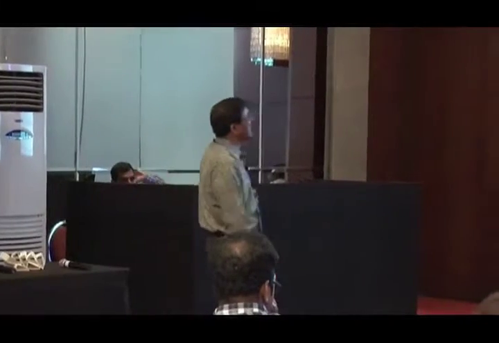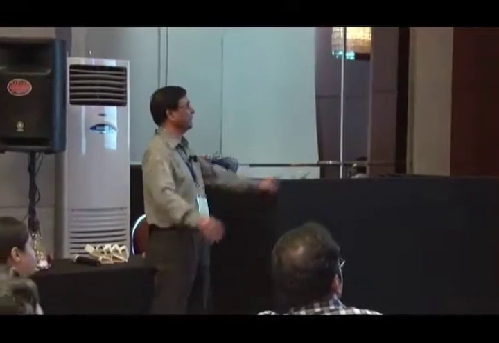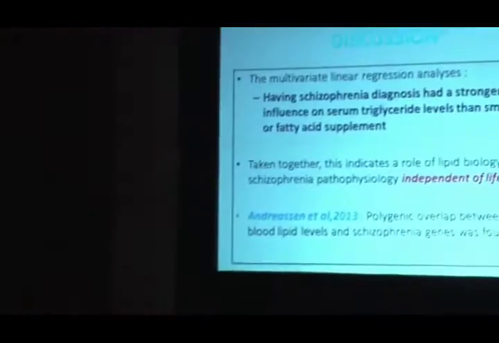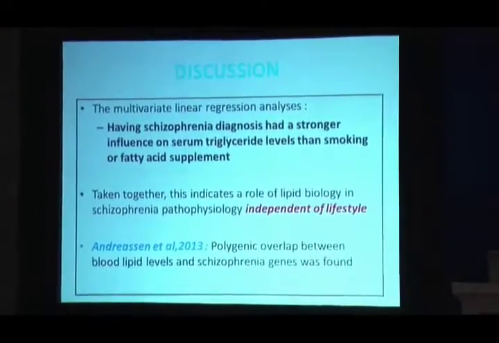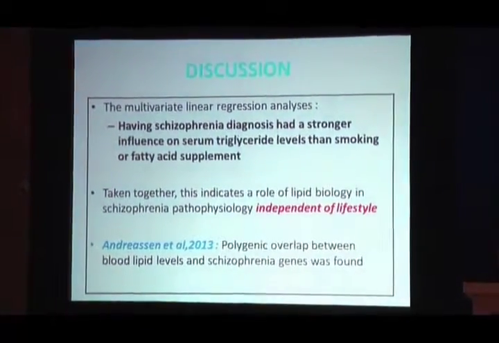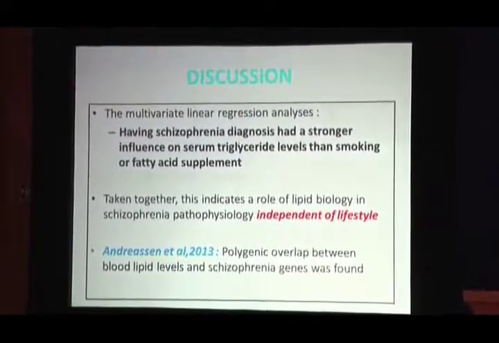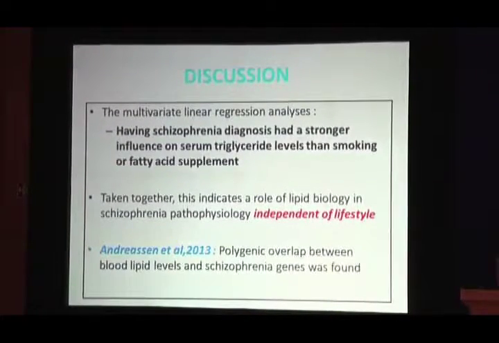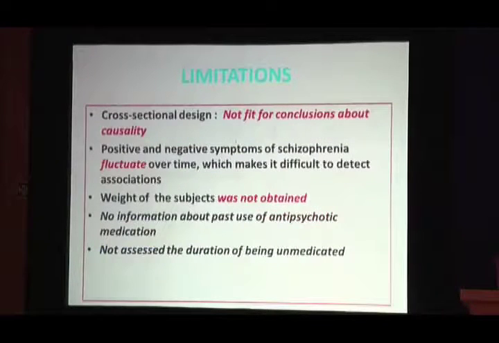Now, the multivariate linear regression analysis says having a schizophrenia diagnosis had a stronger influence on serum triglyceride levels than smoking or fatty acid supplement. And these are all independent of lifestyle, and they have also quoted a study where Andreassen had said the polygenic overlap between blood lipid levels and schizophrenia genes was found. But what are the limitations?